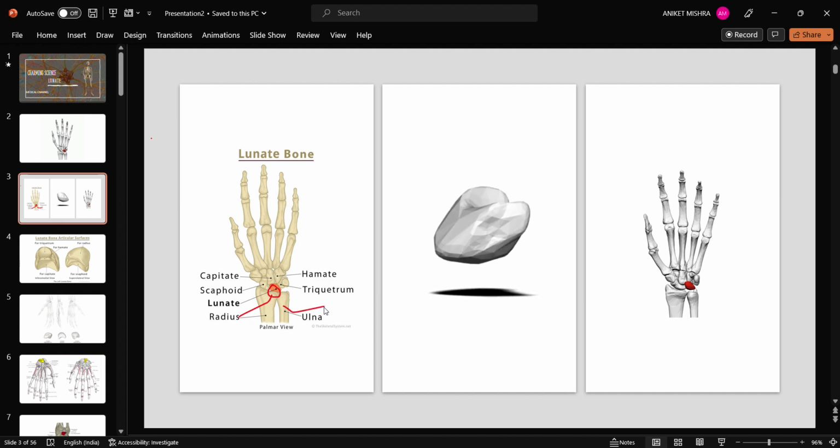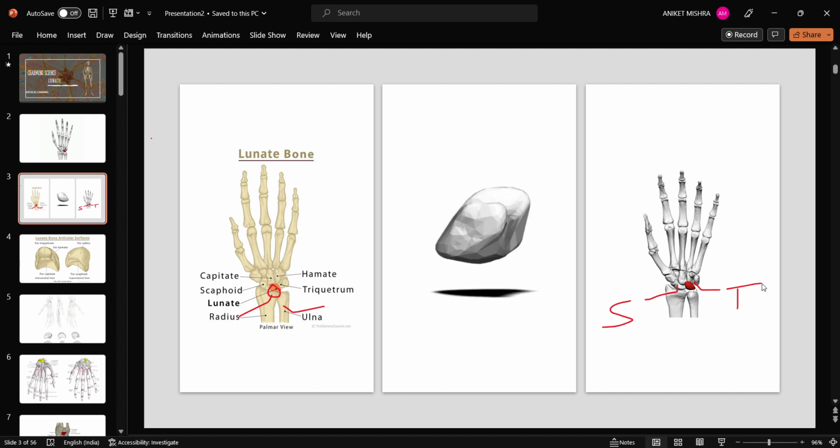When we look at the lateral and medial sides relative to the lunate, we will find that on the lateral side of the lunate the scaphoid bone is present, and when we look at the medial side, we will find that the triquetral bone is present.